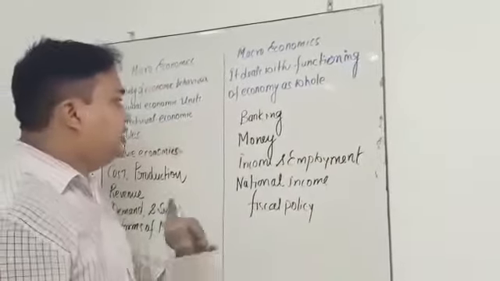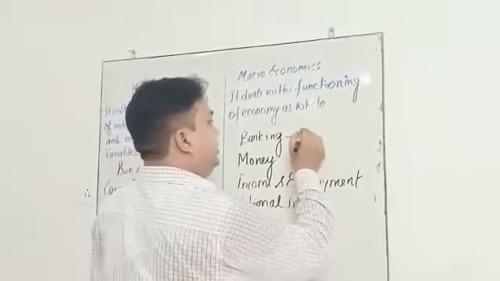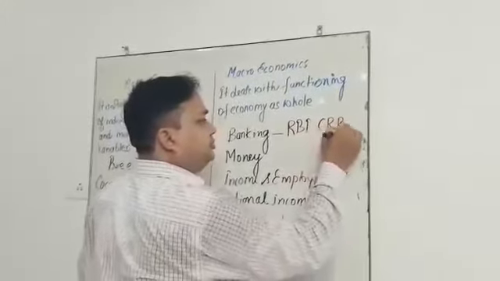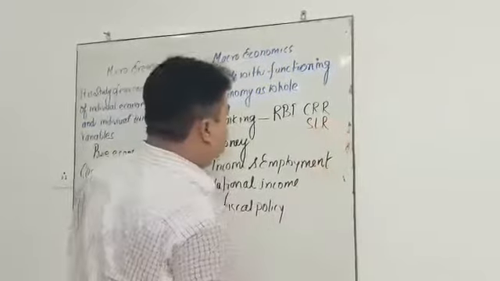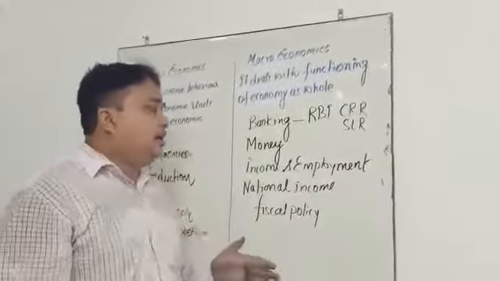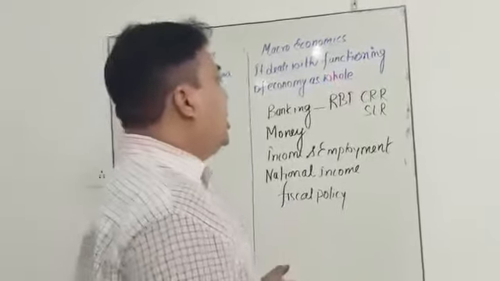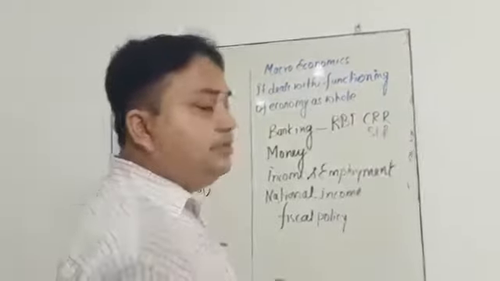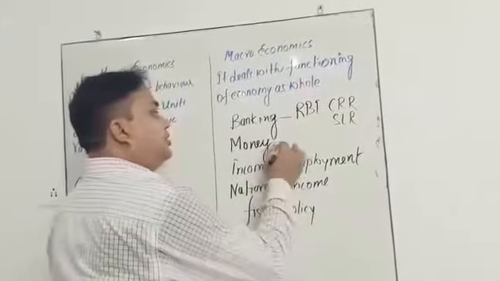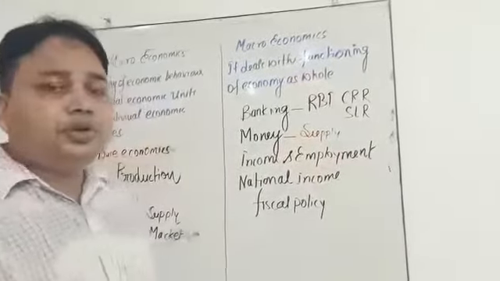In banking, we study different parts. Suppose in our country the central bank is RBI, which decides CRR and SLR. These things come under macro, because in macro we see how a country deals with CRR and SLR, which are related to banking. For any country you have to find the central bank. In our country the central bank's name is RBI. Money means money supply. We have to study the supply of money in an economy.